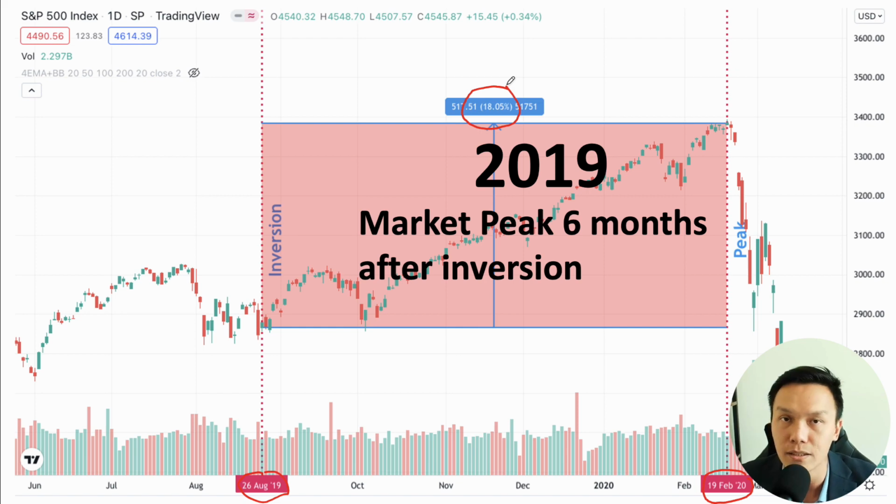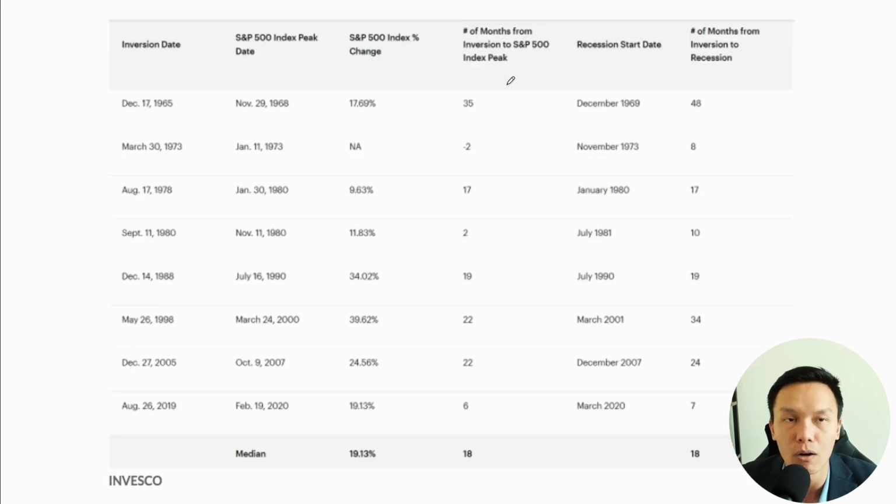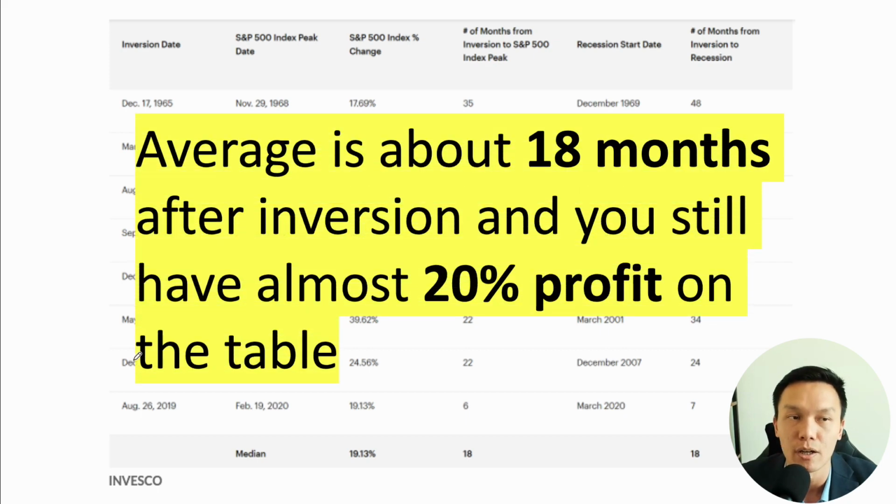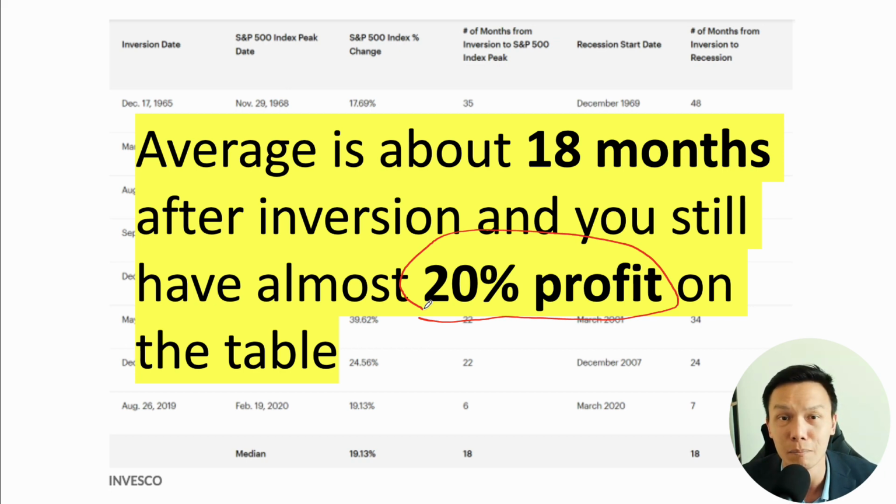Now, what does the history tell us? If you look at all these past inversion dates, on average, you have about 18 months after inversion before the market peaks and starts to drop. And if you exit right now, there's a likely chance you're going to leave about 20% of profits on the table.